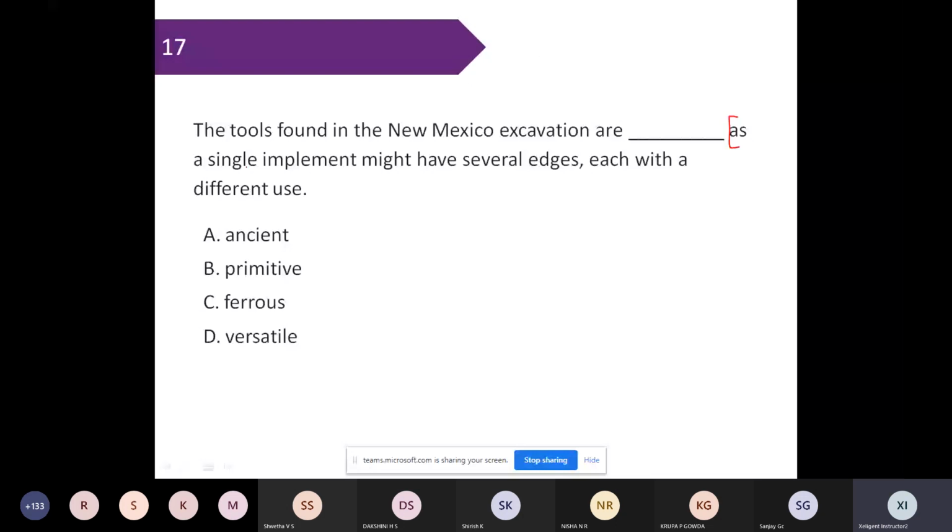The tools found in the New Mexico excavations are old or ancient or primitive. I can accept these answers, but I have this second part, right? So what does the second part mean? You can use one tool for different purposes. That's what they mean. So it means you have to change another word. Your guess word is not correct.